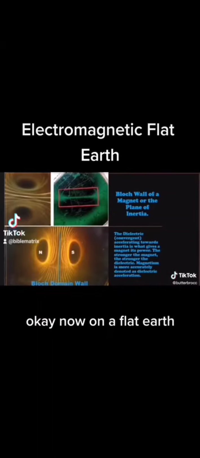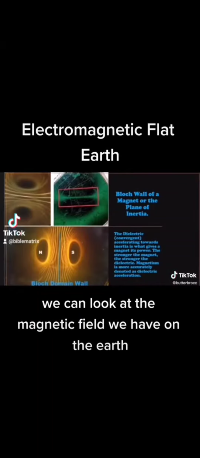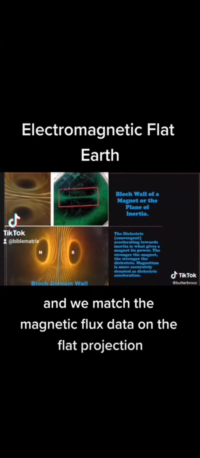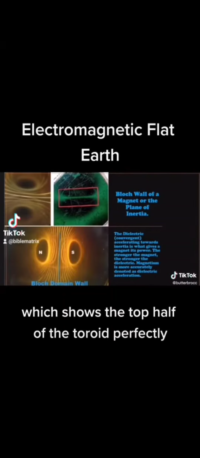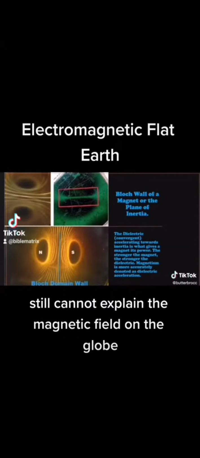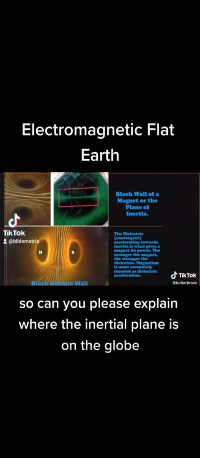Okay, now on a flat Earth, we can look at the magnetic field we have on the Earth, and it works perfectly with the Earth being inside the dielectric plane, and we match the magnetic flux data on the flat projection, which shows the top half of the toroid perfectly. But your model, according to Harvard, still cannot explain the magnetic field on the globe. So can you please explain where the inertial plane is on the globe?